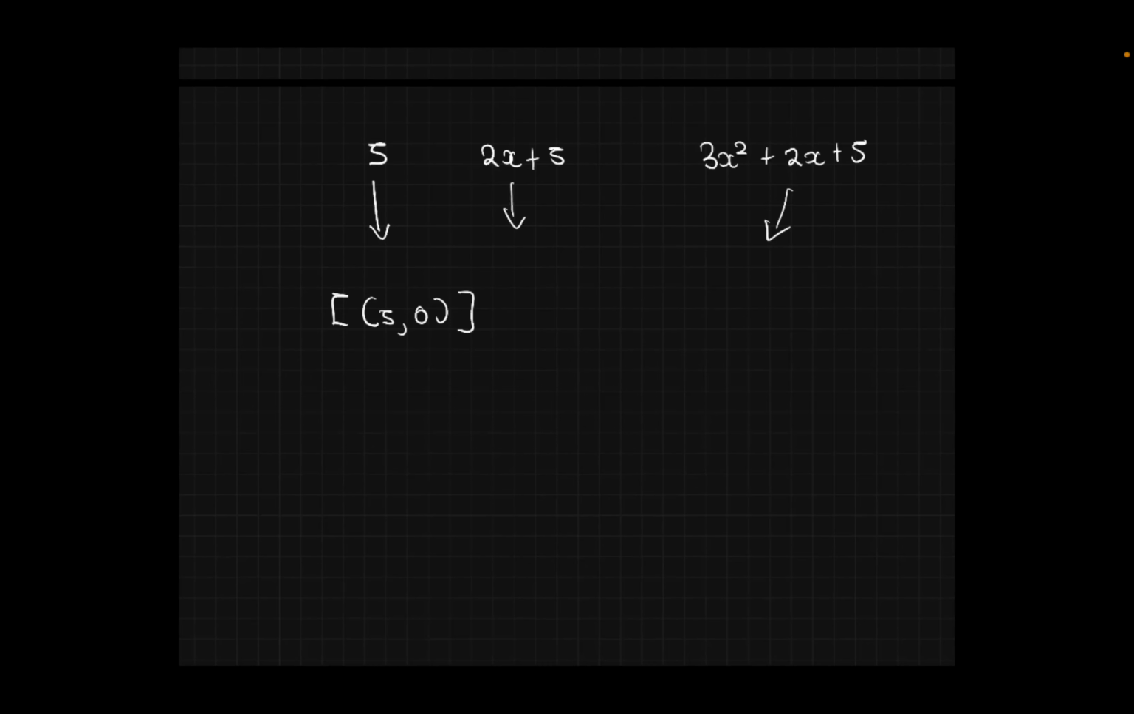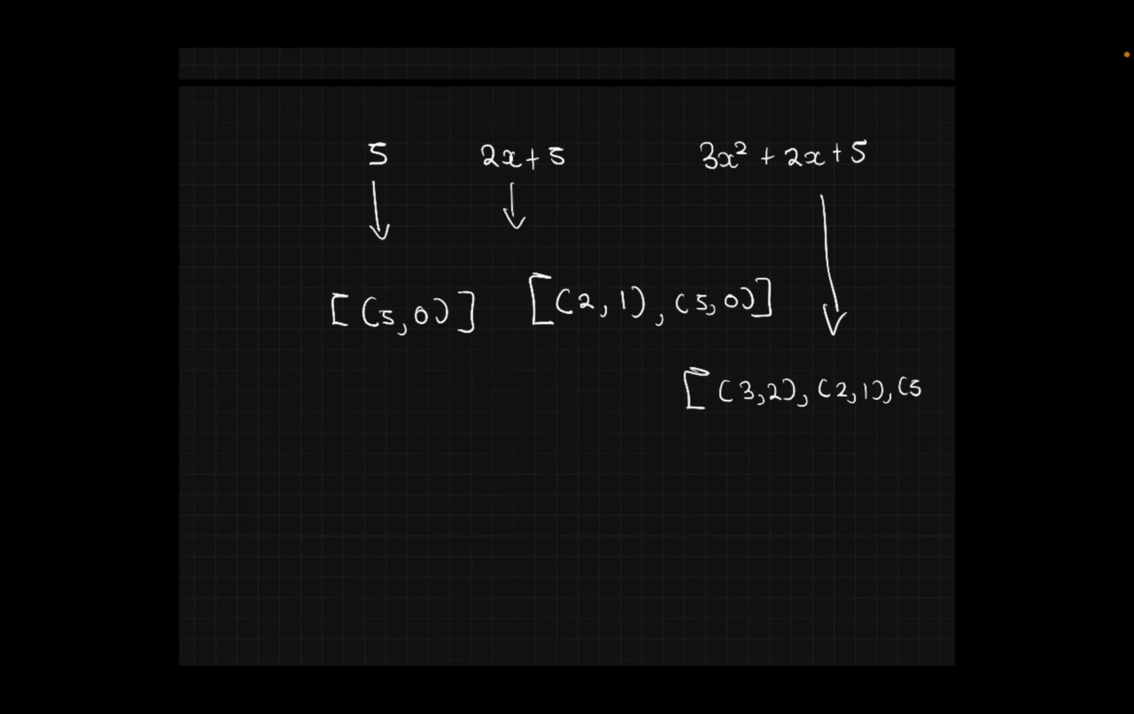Then there's another one, which is this. In this case, you can put 2, the coefficient, and the exponent is 1. And the other one is 5, with exponent 0. So this contains the same information as the other one. Then this other one here, you can do the same thing. It's sparse. So you're not wasting space, technically.